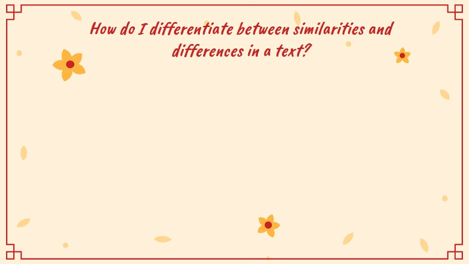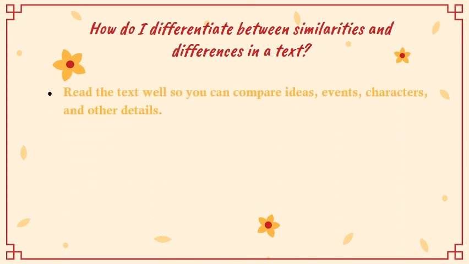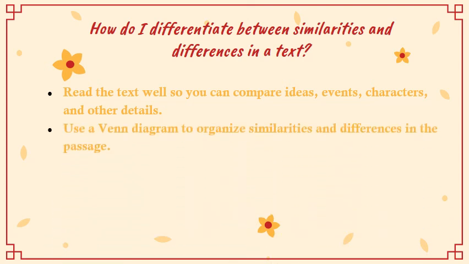Okay? How do I differentiate between similarities and differences in a text? Imagine that you have a short text, a short paragraph that talks about similarities and differences between two or more things. How do I differentiate which are the similarities and which are the differences? Let's see. Read the text well so you can compare ideas, events, characters, and other details. Use a Venn diagram to organize similarities and differences in the passage. So first of all, read the paragraph at least twice, then draw a Venn diagram. Then look for the clue words.